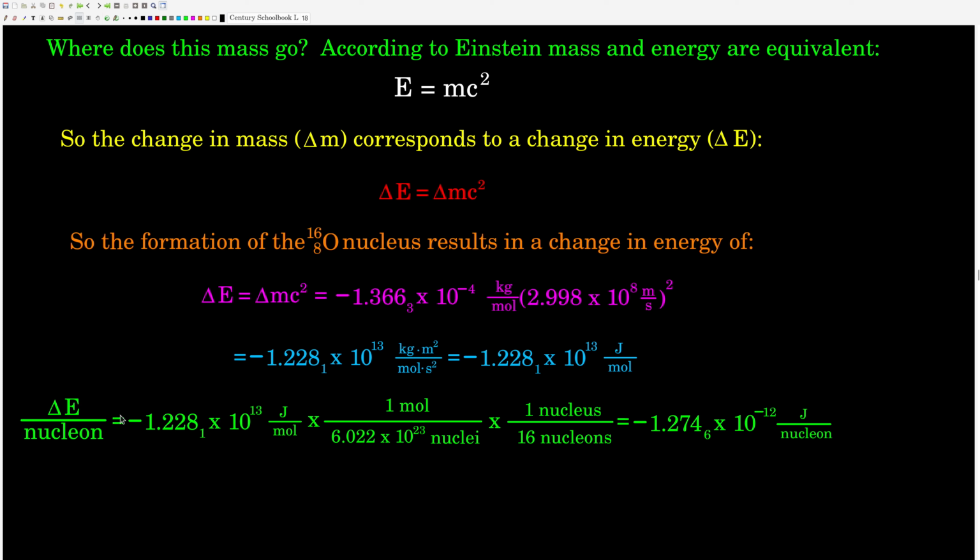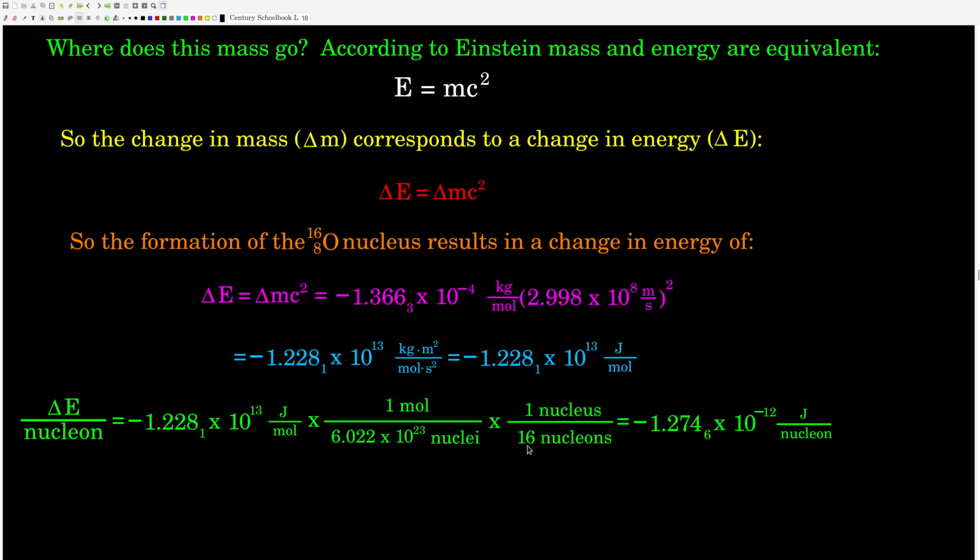So one of the things that they do in nuclear chemistry is they talk about the change in energy per nucleon. A nucleon, remember, is a proton or a neutron. So to find the change in energy for our oxygen-16 nucleus per nucleon, all we do is take the change in energy and convert back to one nucleus by dividing by Avogadro's number and then dividing by the number of nucleons.